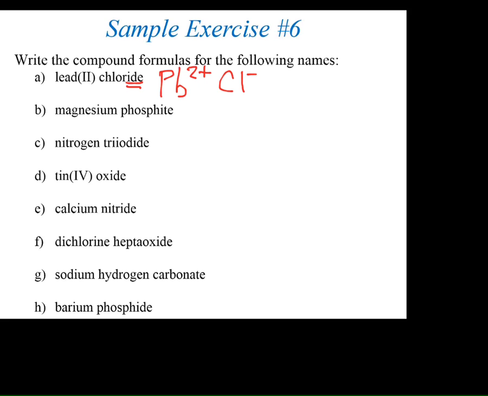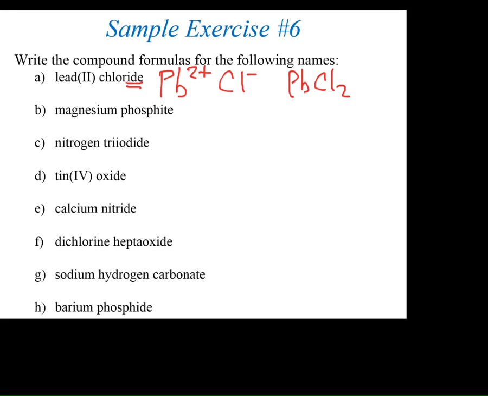So how would I make a 2+ and a 1 negative balance out? Yes, I need Pb, but I need 2 of those chlorides, so PbCl2. So now the 2 negatives balance out the 2 positives, right?